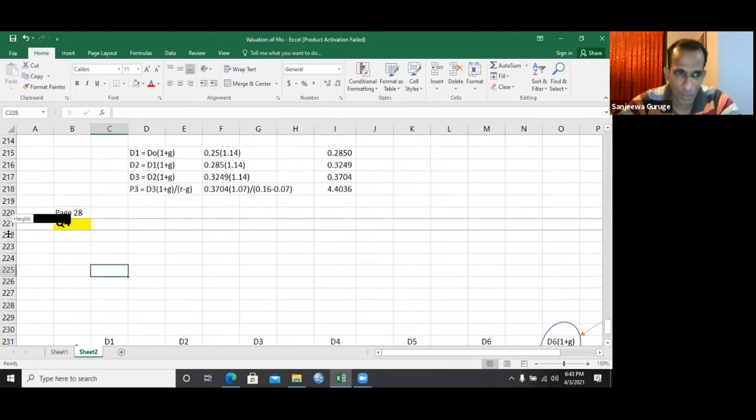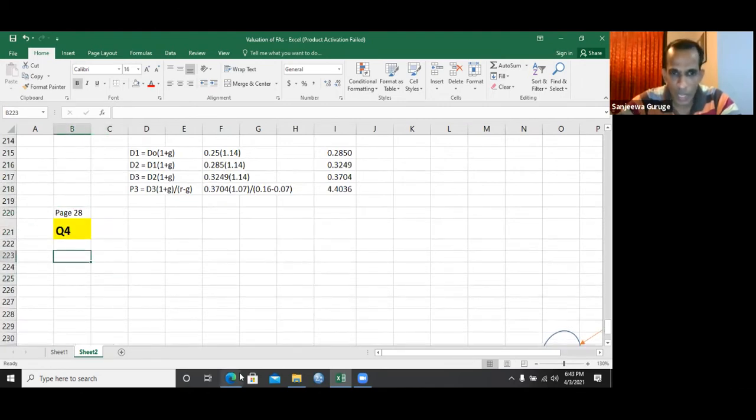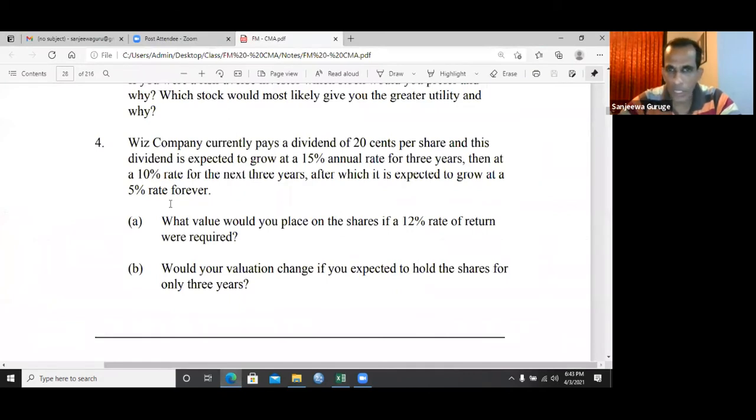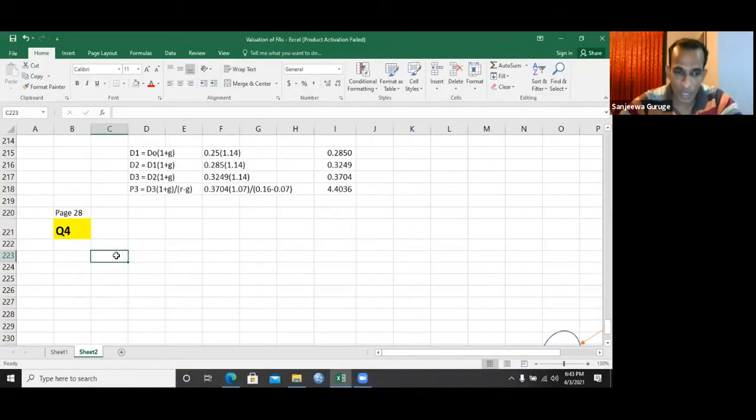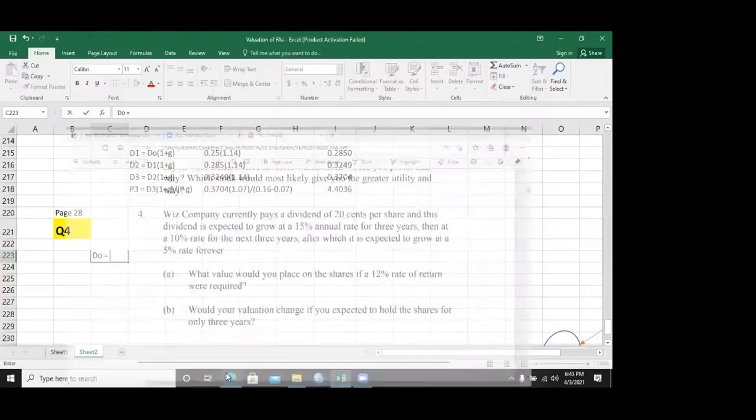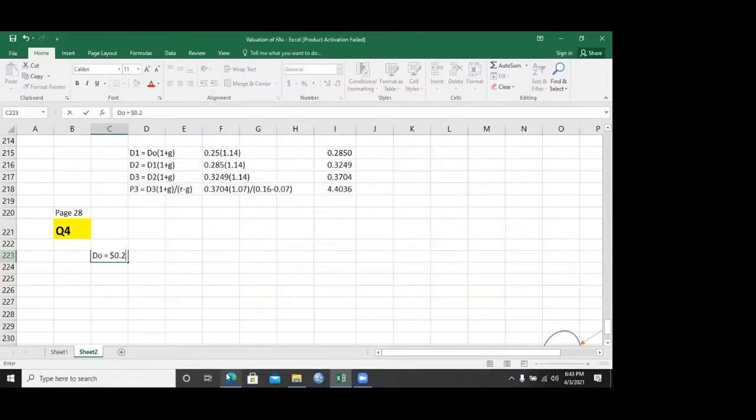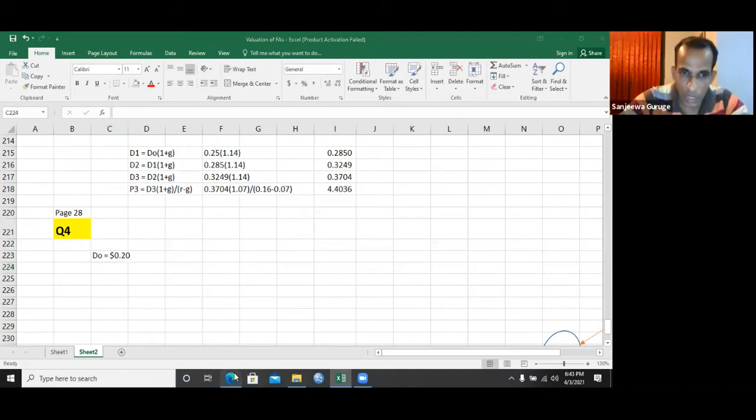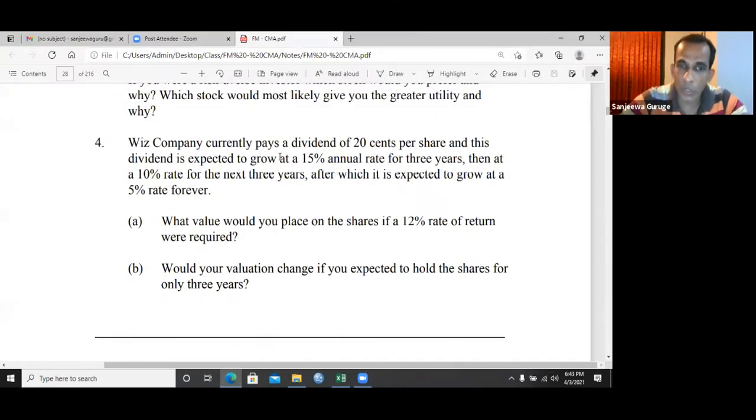Okay. This is question number 4 on page number 28. The information given relates to the estimate for a particular company, which currently pays a dividend of 20 cents per share. So that means it's not the expected dividend, it's currently paid. So they have paid, that means that is D0. D0 is 20 cents, that means $0.2.